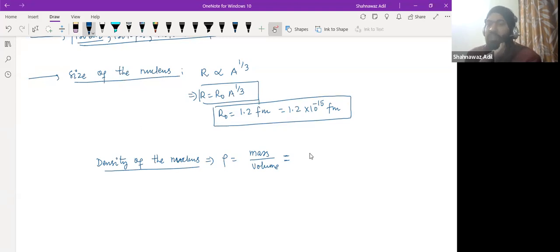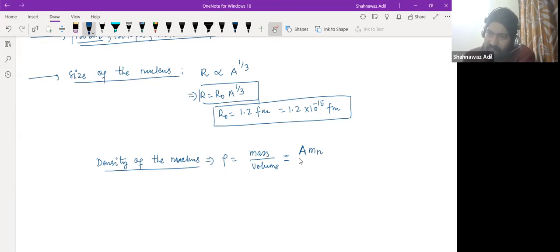What would be the mass of the nucleus? 1.695. Yeah, so for the mass of the nucleus, let's say you have the mass number A, and then you have the mass of the neutron, right? So then this would give you the total mass of the nucleus. You have n number of neutrons, whatever number of neutrons are there, and you multiply it by the mass of the one neutron. So that would give you the mass of the nucleus, right?